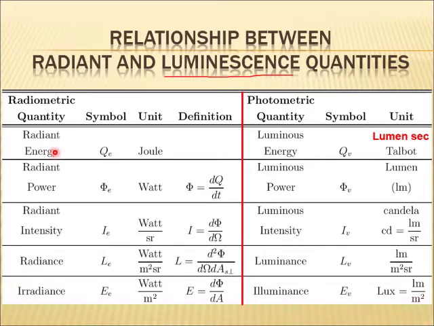In physics, energy is denoted by capital Q, power by the flux phi, intensity by capital I, radiance capital L and irradiance capital E. If a small letter e is written as a subscript, then these quantities are referred to as radiant quantities. Similarly, if a small letter v is written as a subscript, then they denote the luminous quantities. This tabular column shows the list of radiometric and photometric quantities, their symbols and units.